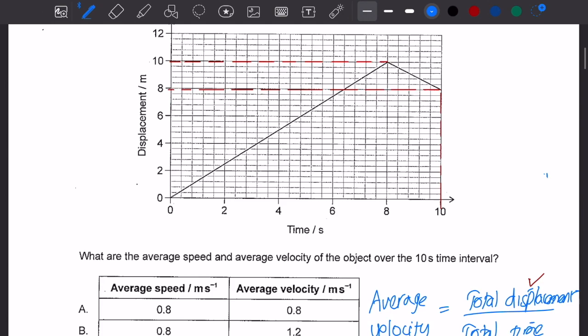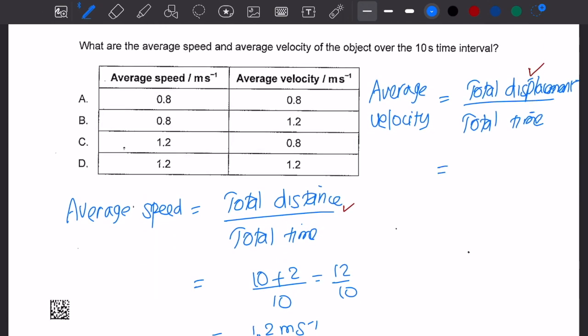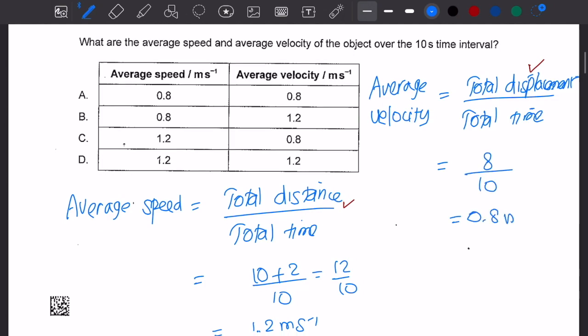Similarly, displacement actually increases to 10, then decreases to 8. So total displacement is only 8 in 10 seconds. So 0.8 meters per second. So average speed should be 1.2, average velocity 0.8. Answer is C.